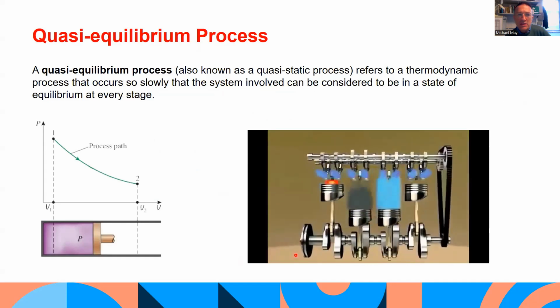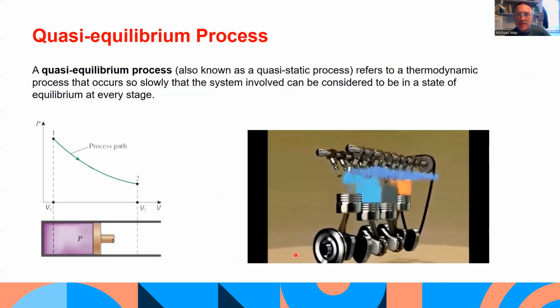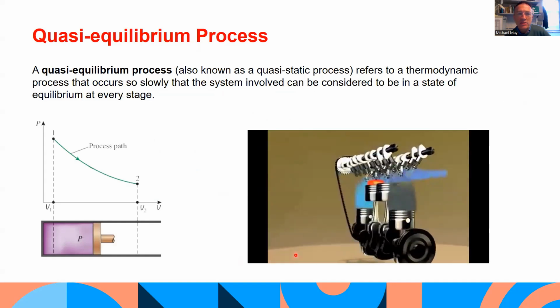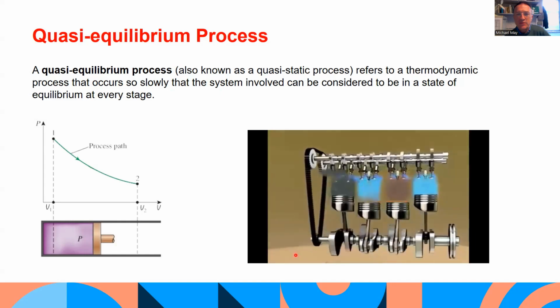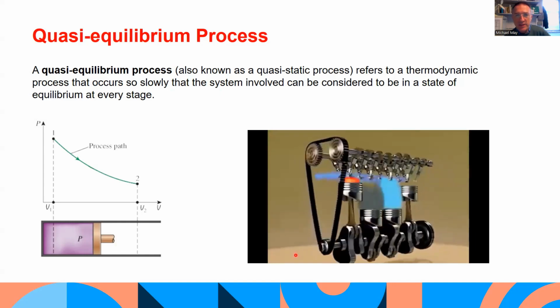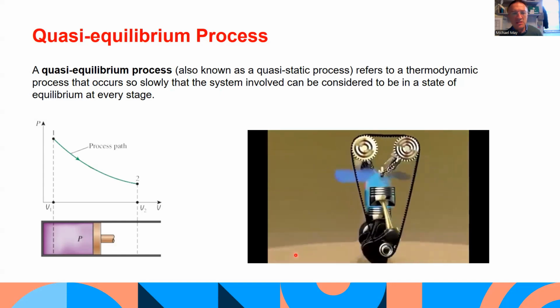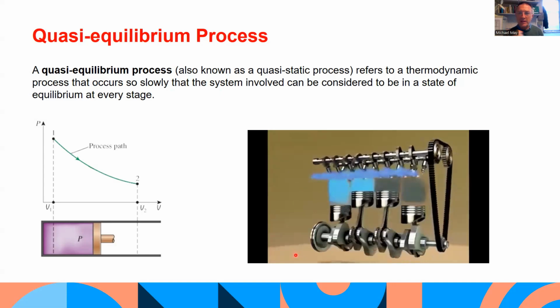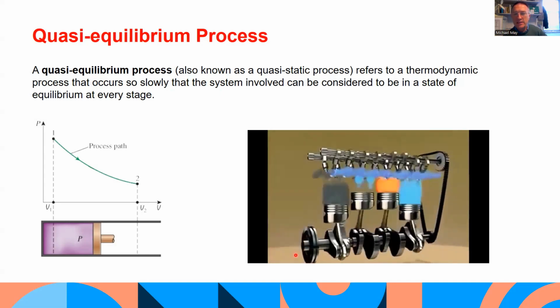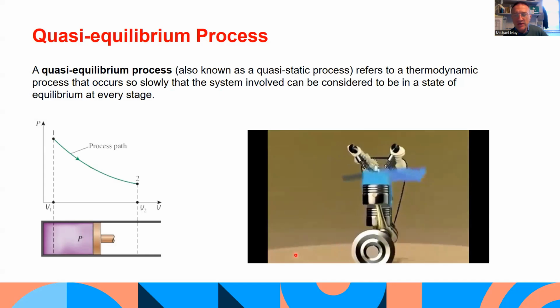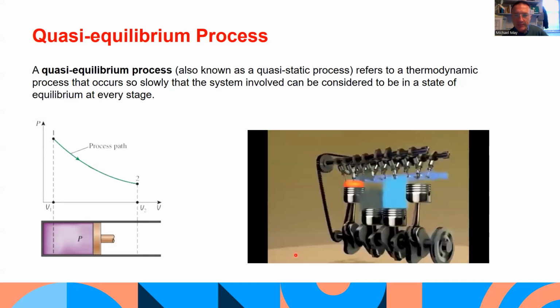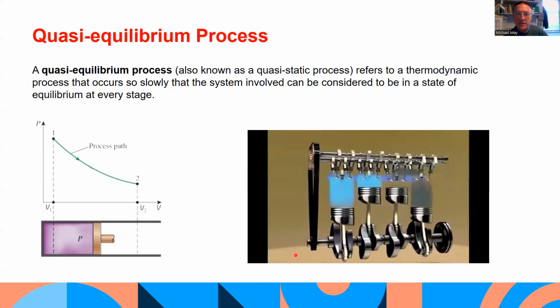Quasi-equilibrium process, also known as quasi-static process, refers to a thermodynamic process that occurs so slowly that the system involved can be considered to be in a state of equilibrium at every stage. So these piston devices move very, very quickly, back and forward, to the extent that the idle speed of an engine would be about 1,000 RPM. So they can go much higher than that.